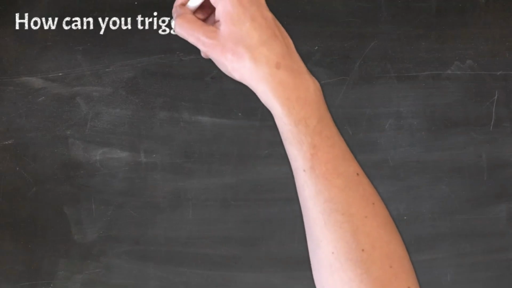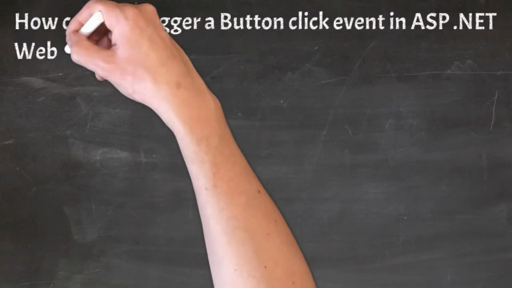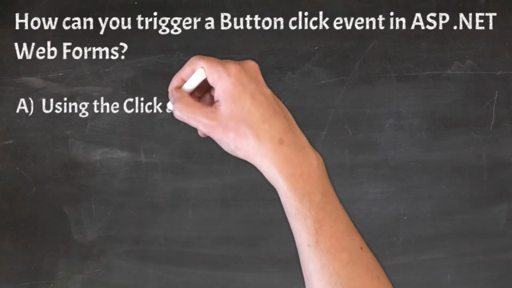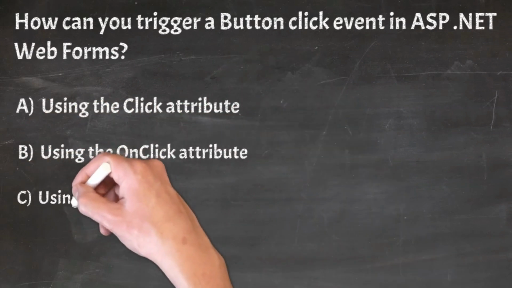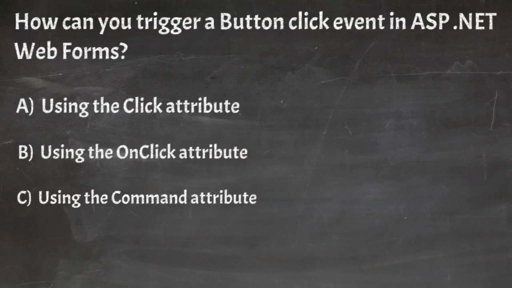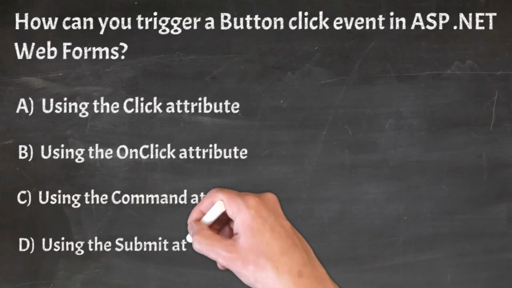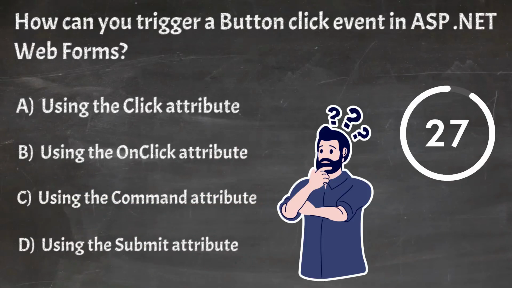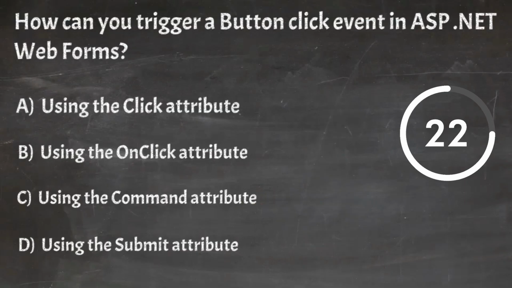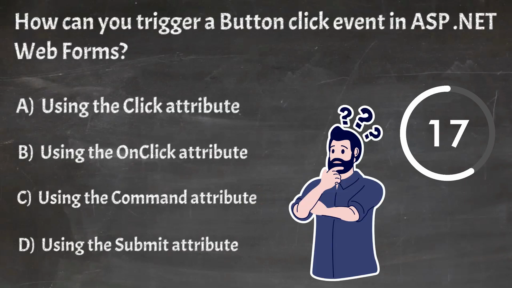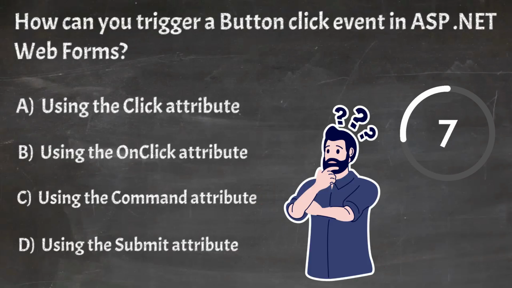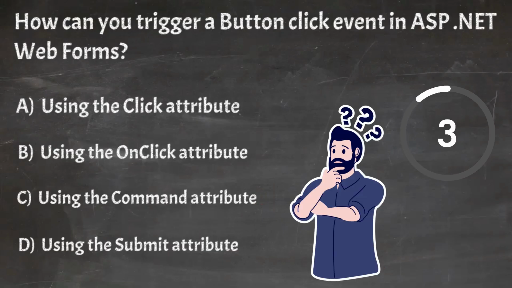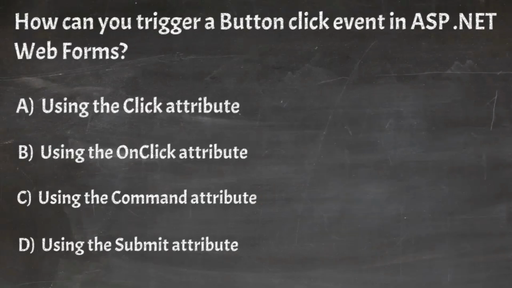How can you trigger a button click event in ASP.NET Web Forms? A. Using the click attribute. B. Using the OnClick attribute. C. Using the command attribute. D. Using the submit attribute. Correct answer B. Using the OnClick attribute.